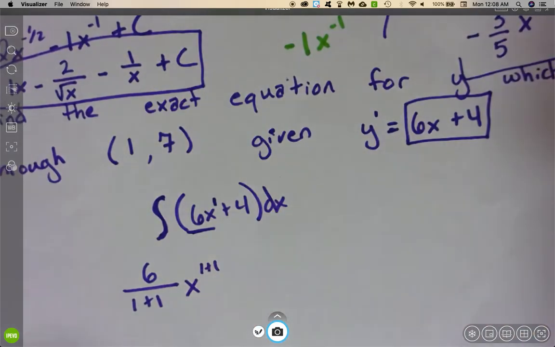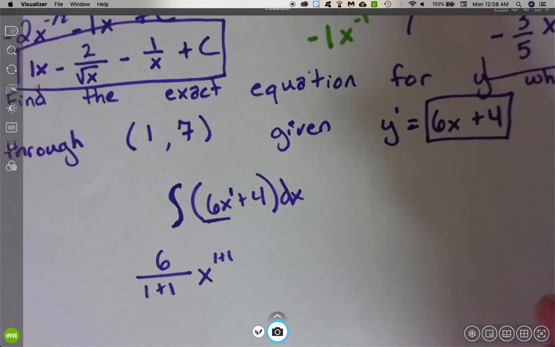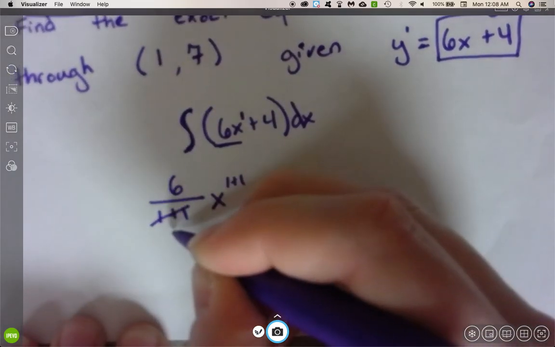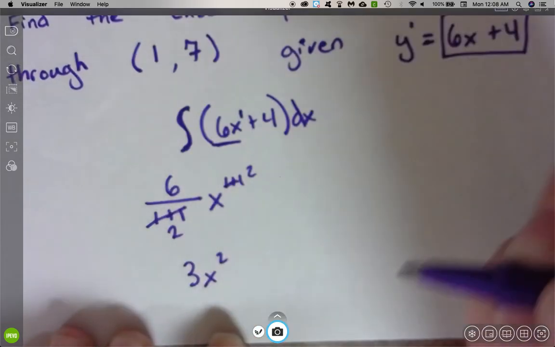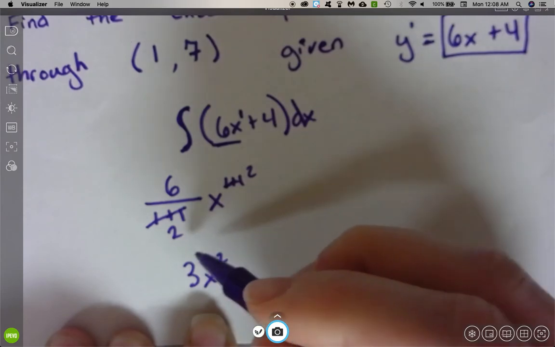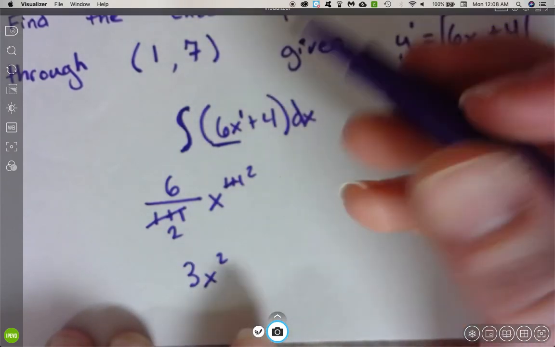You guys might be doing these in your head at this point. I keep writing everything out, but you might be able to do these in your head, which is fine. 6 over 2, x to the second power, so that's 3x squared. If I take the derivative of that to check my answer, it will be 6x to the first power. That's right. And then the last piece, 4.